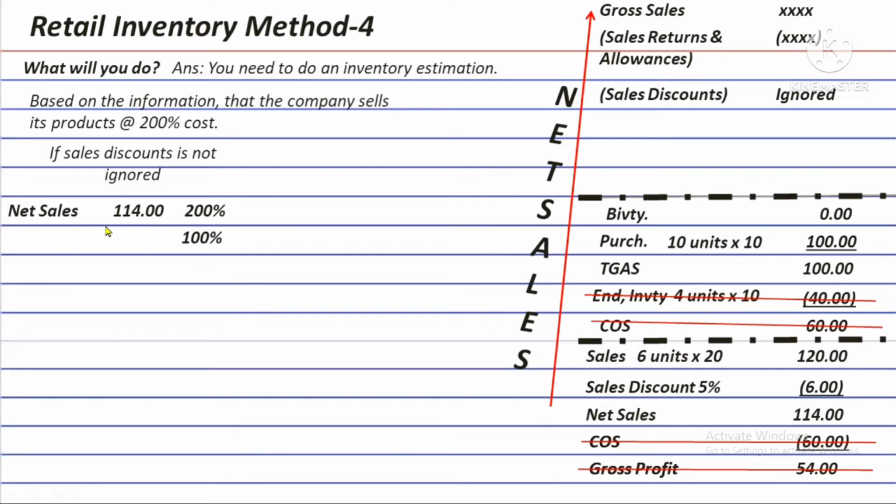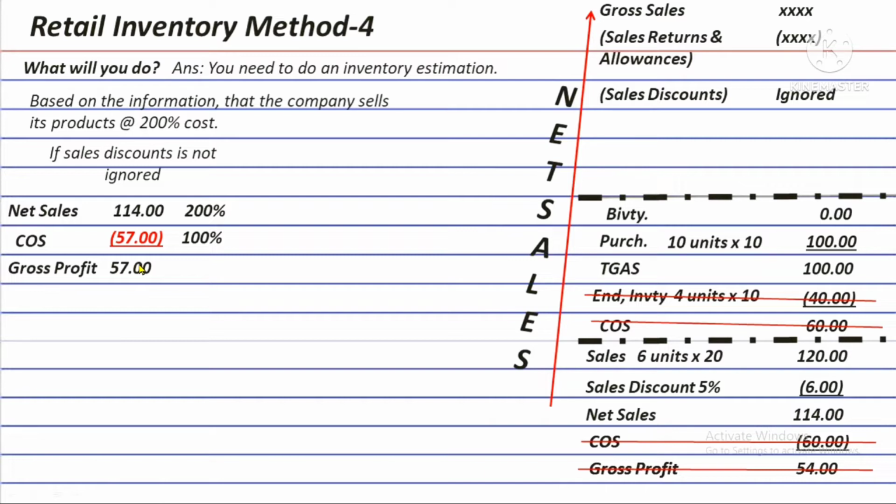Now, we can just divide this 114 by 2 and we will get the cost of sales of 57, which is not correct, by the way, based on this. Again, these are the correct amounts. We are just pretending not to know this ending inventory, cost of sales, and gross profit. So, let's go back here. Sales minus cost of sales is 57 also, the gross profit.